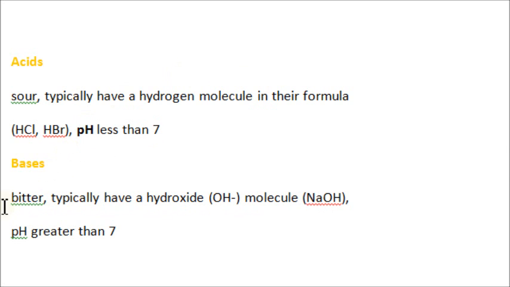Now bases. Bases are bitter. Once again, don't taste them. They typically have a hydroxide ion, OH, in their formula, like NaOH, a strong base, sodium hydroxide, and the pH is greater than 7.